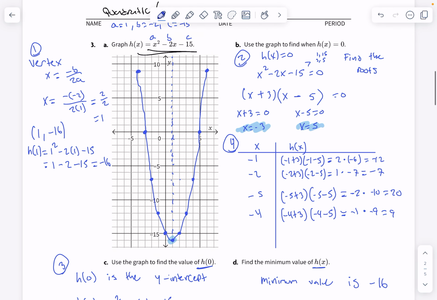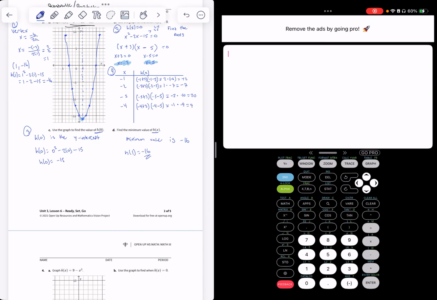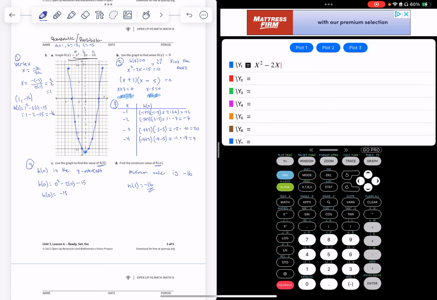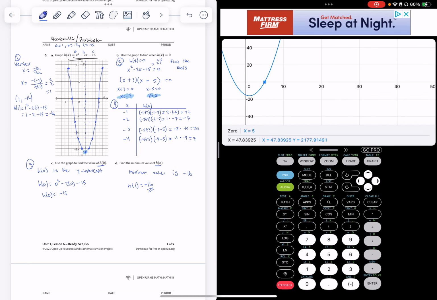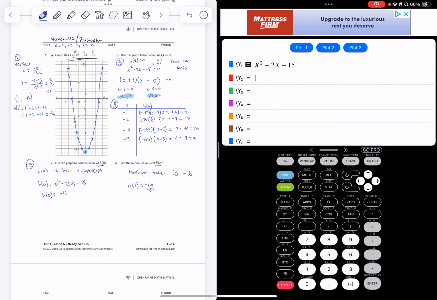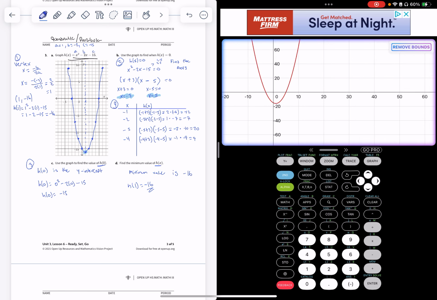Okay? Now let's graph this just because I feel like we need to, right? Y is equal to x squared minus 2x minus 15, right? So this is this graph here. Okay, cute. Let's graph our other equation to see we're right. So x plus 3 times x minus 5. It should be the exact same one, right? So here we see that they're overlapping, so that's perfect. Good.